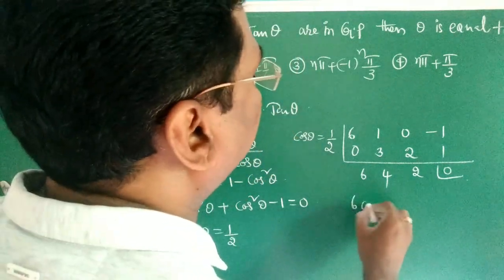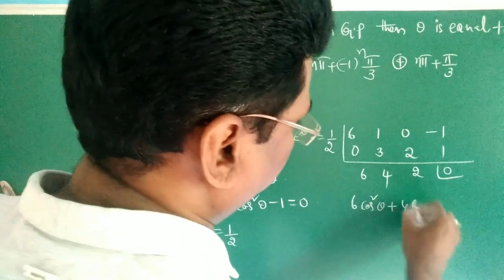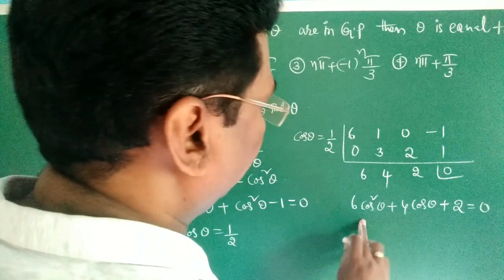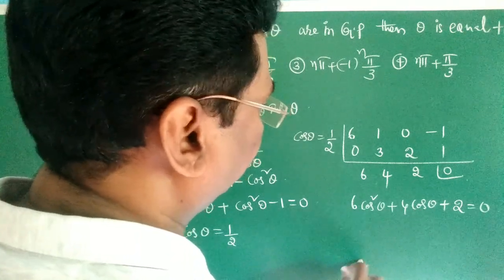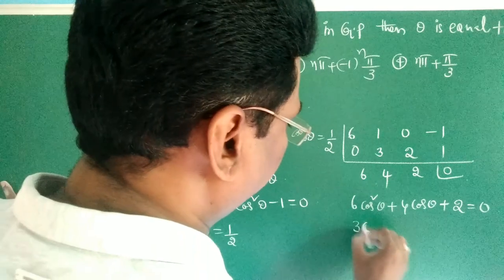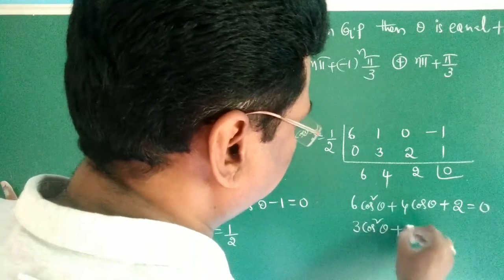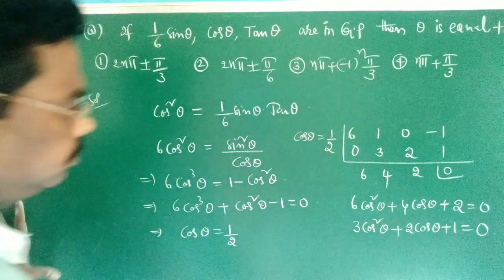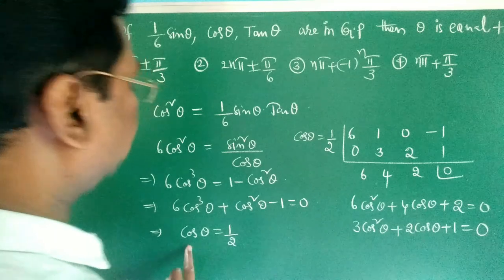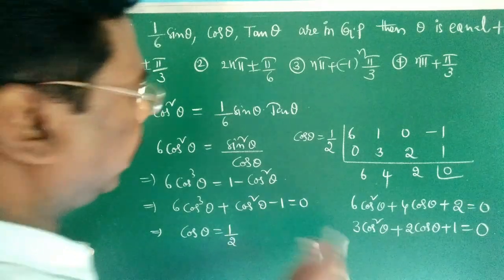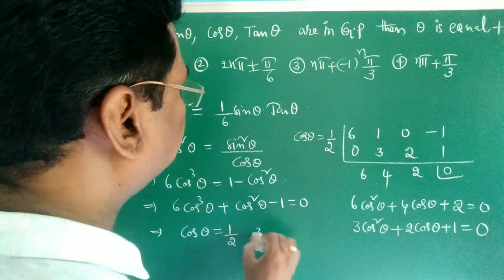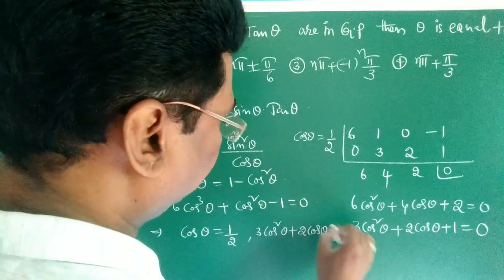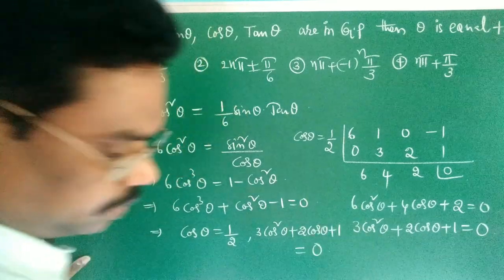Now 6 cos² θ + 4 cos θ + 2 = 0. Dividing both sides by 2, 2 is common. Now 3 cos² θ + 2 cos θ + 1 = 0. Now here, cos θ = 1/2 and 3 cos² θ + 2 cos θ + 1 = 0.